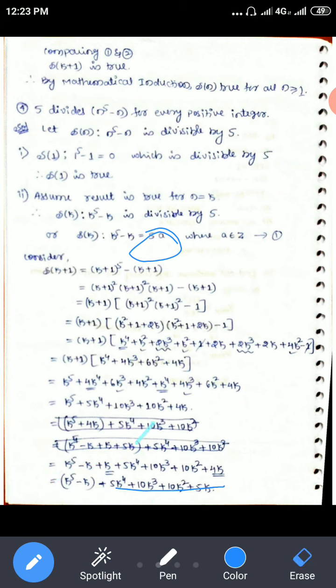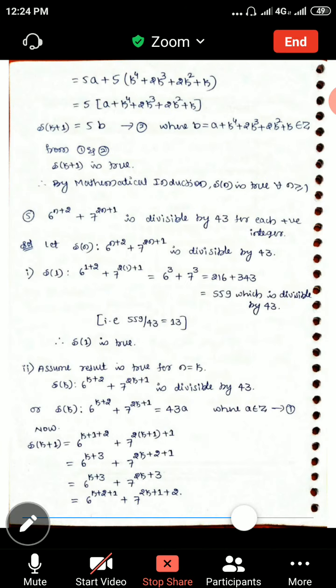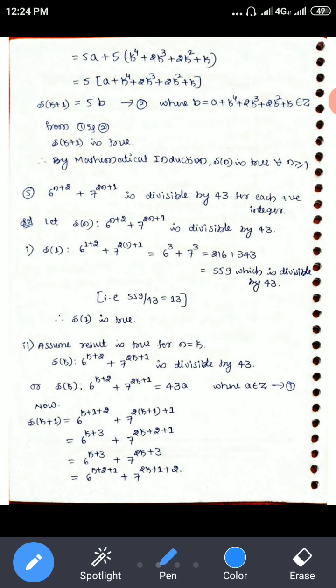So what I will do is that we'll go for the next page. See here 5a, okay, 5 is common, so this term, between these two 5 is common again. See, between these two 5 is common, so a plus k raised to 4 plus 2k square, everything. So this term I'll take as b. 5b is a multiple of 5 where b belongs to some integers.